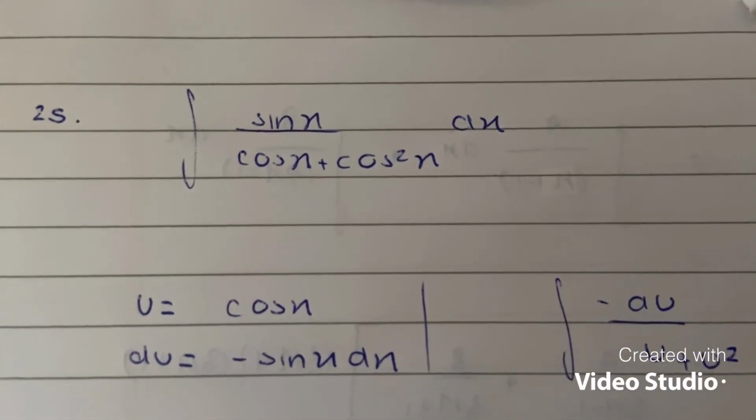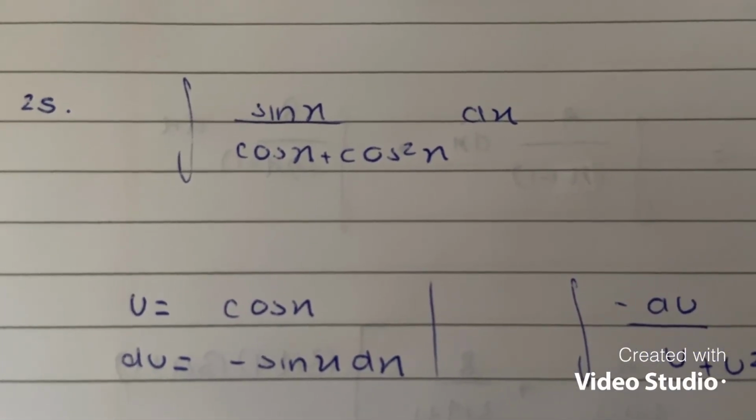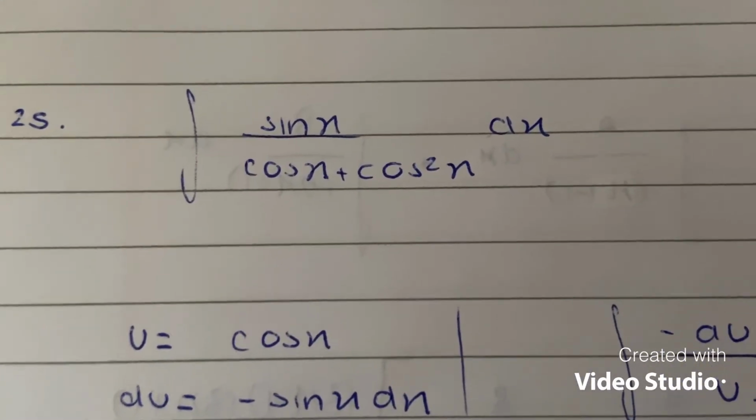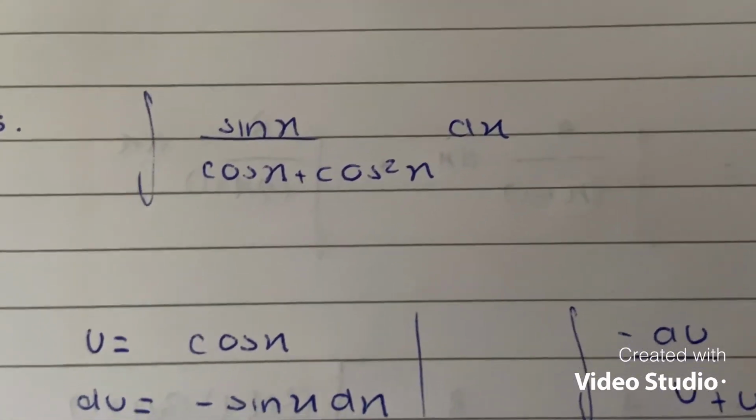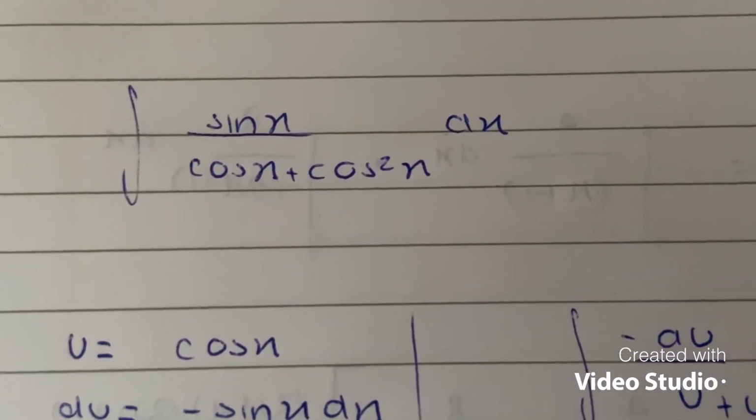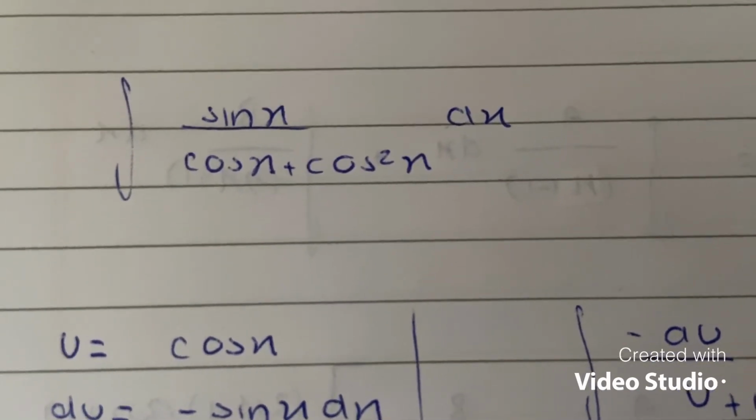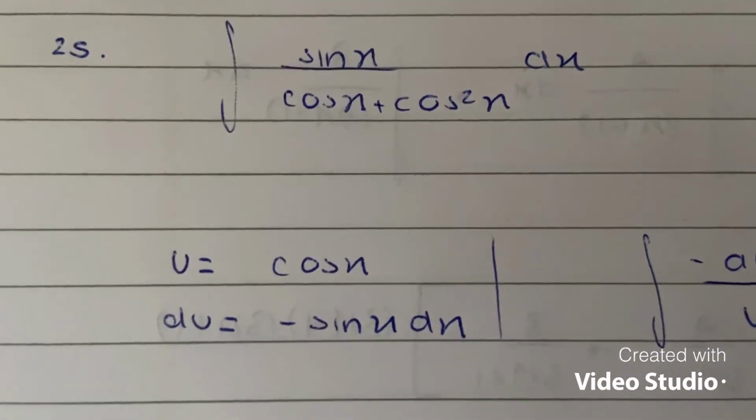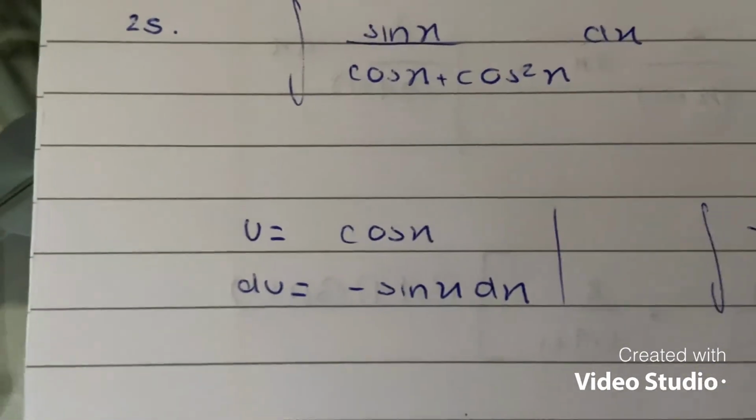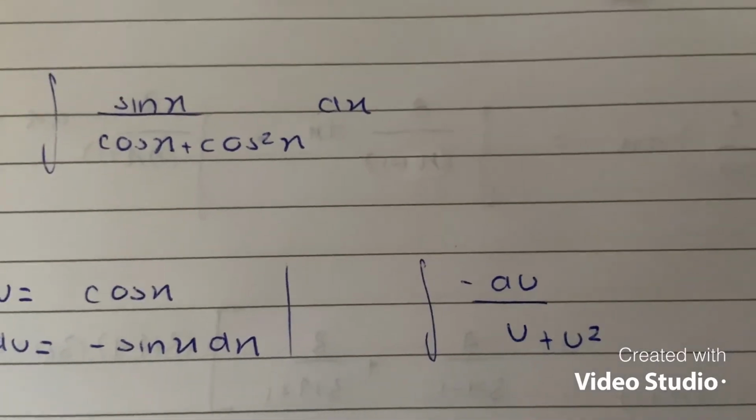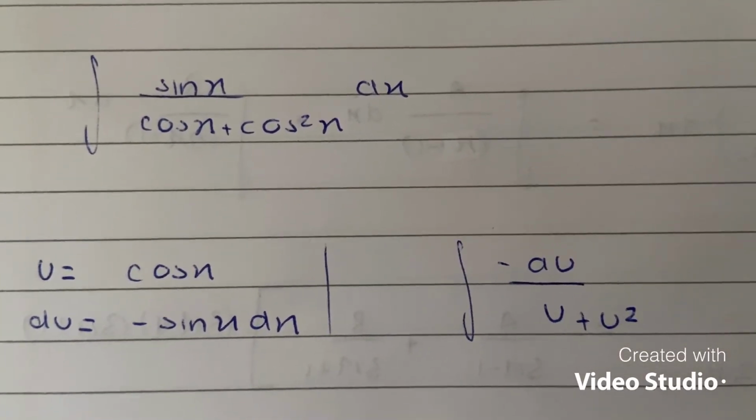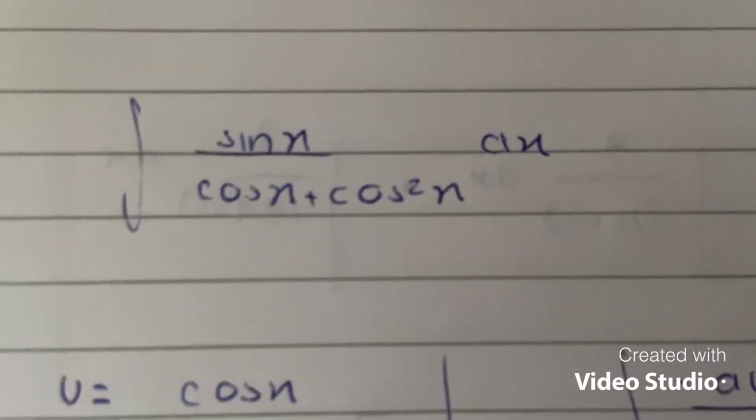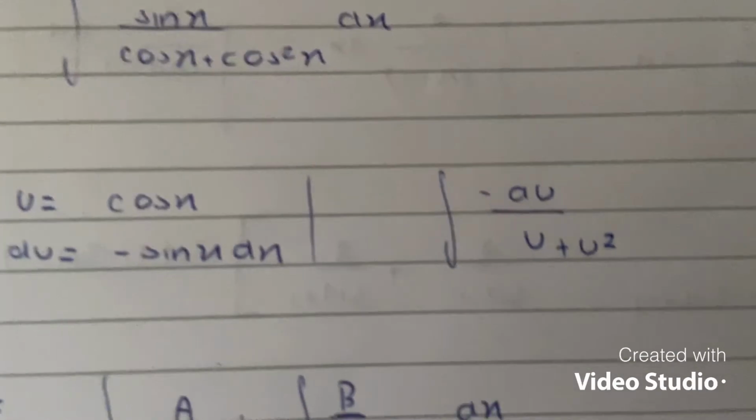Okay, from 25 to 32, we're dealing with trigonometric functions. So here, it's a bit different to the steps. Instead of directly finding your denominator, we are going to substitute u and du. So we're going to find our u and our du. Then we're going to rewrite it as negative du. And then since cos is u, it becomes u plus cos squared from the question.